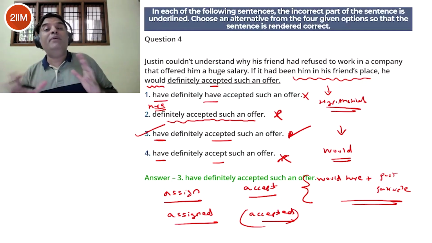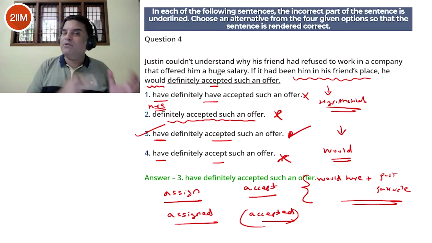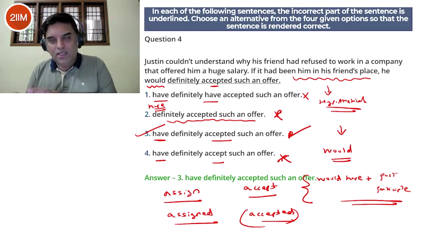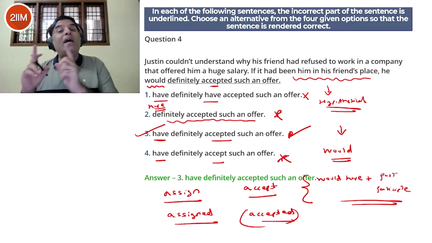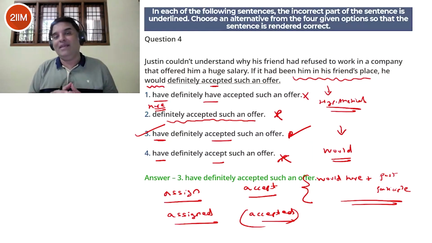So here you have to be aware of these grammar rules. And that's why I said for sentence correction, grammar is important. It's a hypothetical situation, so we're using would. Because we're using would, we're saying would have. And then the construction is would have plus past participle. Therefore, it is accepted and not accept.